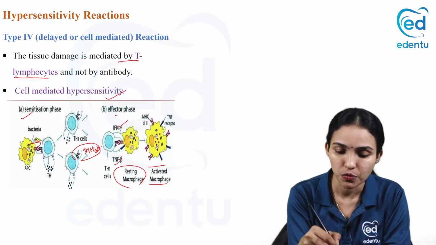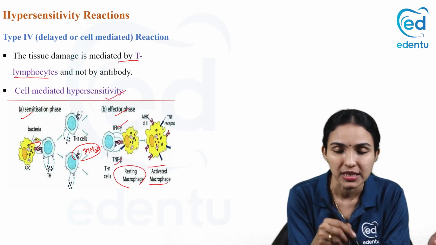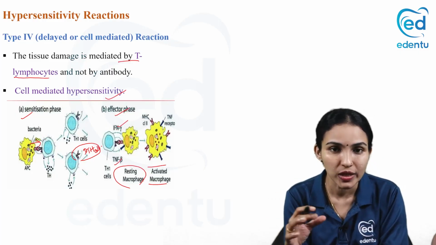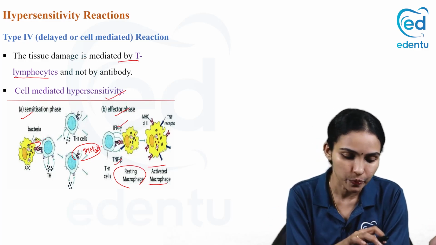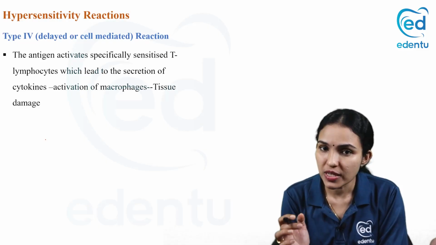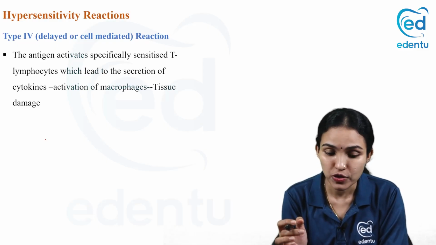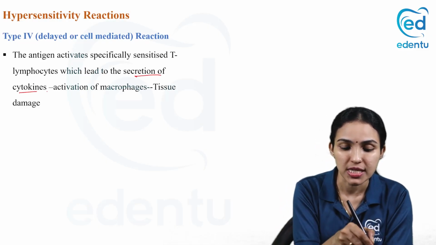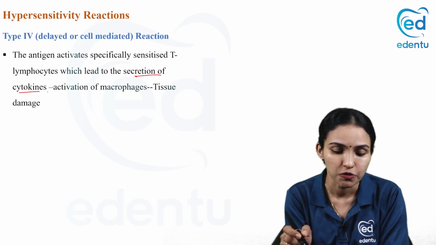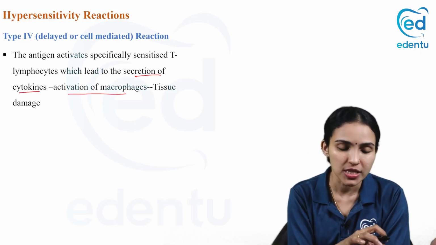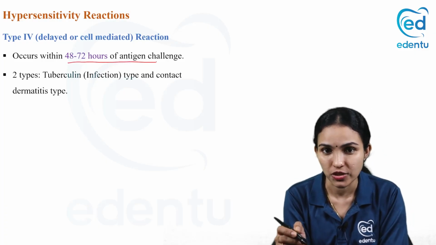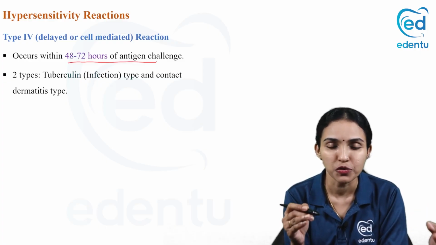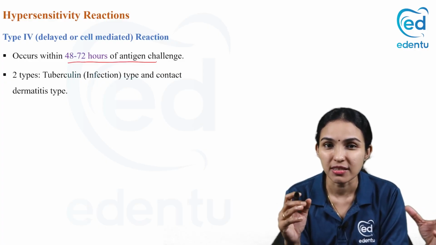So there is a sensitization phase and there is an effector phase, but it's mediated by the T helper cells. And the final sequelae of this reaction is activation of macrophages, that is what is responsible for the tissue damage. So the antigen activates specifically sensitized T lymphocytes, which leads to secretion of cytokines. It is actually the cytokines like interferon gamma and TNF beta which cause activation of macrophages and tissue damage. This occurs within 48 to 72 hours of antigen challenge, hence the name delayed. If it's an already sensitized host and you give antigen for the second time, after 48 to 72 hours you will get an erythema and induration.